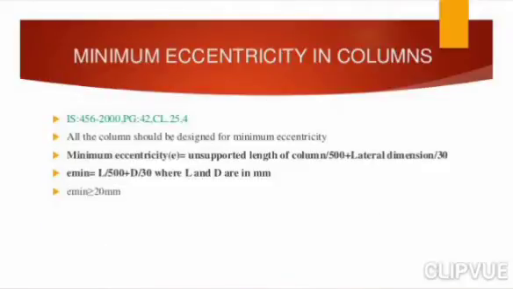The minimum eccentricity in columns. According to IS 456-2000, all columns should be designed for minimum eccentricity. The minimum eccentricity is equal to the unsupported length of column divided by 500 plus the lateral dimension divided by 30. e minimum is equal to L/500 plus D/30, where L and D are in mm, and e minimum should always be greater than or equal to 20 mm.